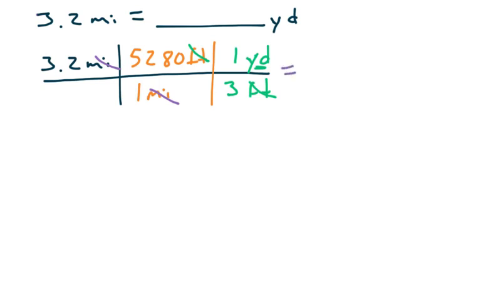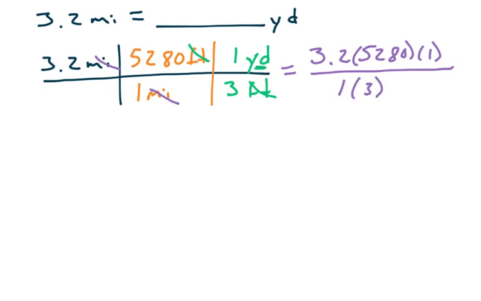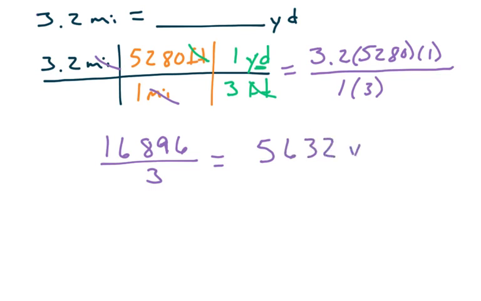Again, we take all the numbers on top and we multiply those together. So I'm going to take 3.2 times the 5,280 times the 1, which technically we don't need because when we multiply by 1, we just get the other number back. And on the bottom, we have 1 times 3. Same thing there. By multiplying those numbers together, on the top, we get 16,896. On the bottom, we get 3. So when we divide that by 3, we get a total of 5,632 yards, because once again, that was the unit that was left.